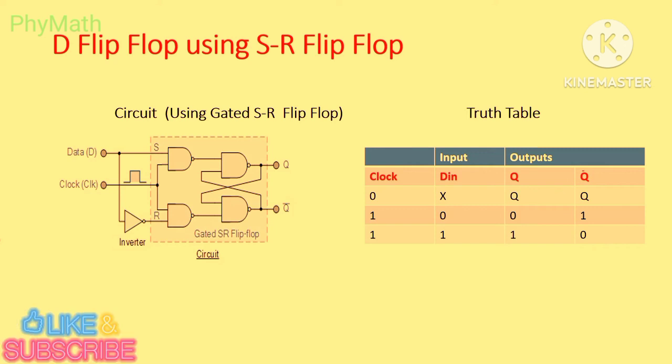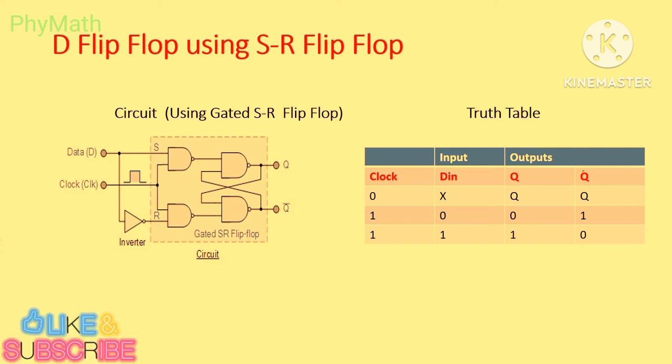Now as the input to our D flip-flop is only one, that is D in, and another input is clock. Now what is clock signal? Now to trigger or to turn on our D flip-flop, we require proper clock signal. Now in this circuit we will consider that we are using positive edge triggered clock.